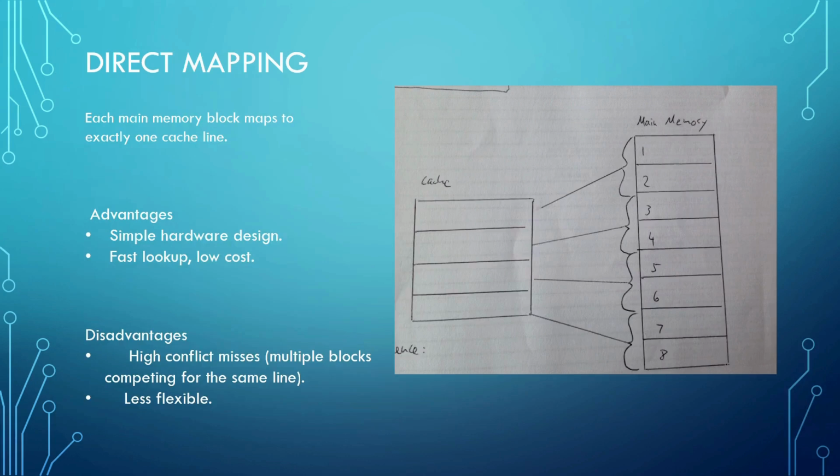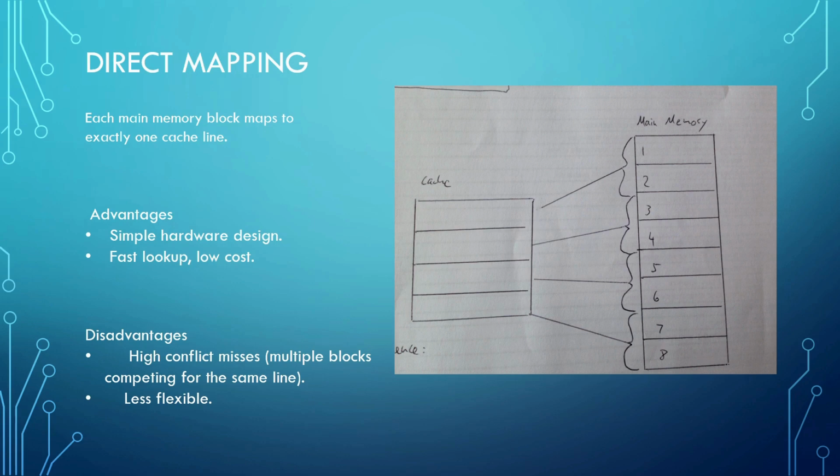Now we are moving on to the types of cache mapping. In direct mapping, each block of the main memory can only be stored in one specific cache line. It's simple and fast because it uses a fixed formula to find the location. But the downside is collisions.